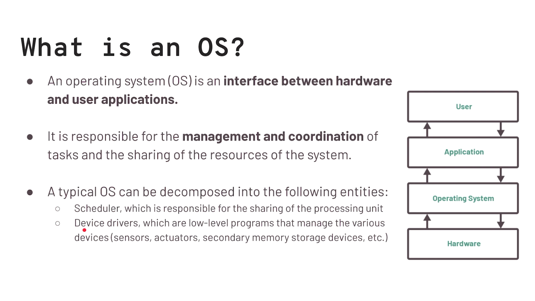How do I connect to my USB device in the computer, to my keyboard, to my camera, to my microphone, to my fingerprint sensor, to my touchpad? So the device drivers are low-level programs that manage the various devices. In our case, sensors and actuators will have their own device drivers, so that at the high level I get only the high-level information I need. What is the value from the sensor, and how do I send the value to the actuator?